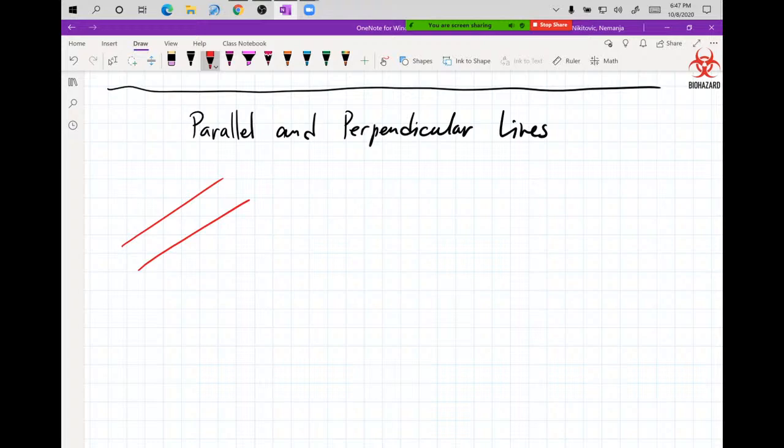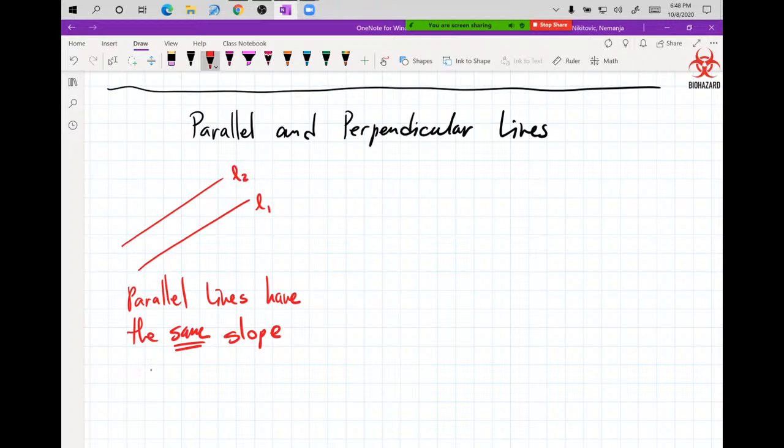So two parallel lines, when we're talking about a flat surface, obviously, are always equally spaced from each other. And what's more important for us, they have the same slope. So parallel lines have the same slope. If this is my line 1 and this is my line 2, we'll say that the slope of the first line is equal to the slope of the second line.